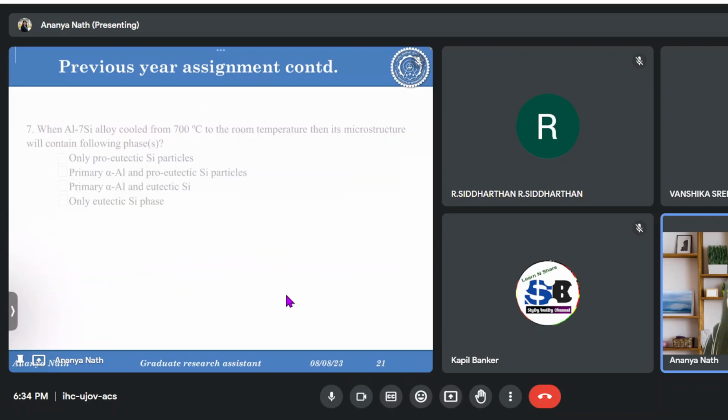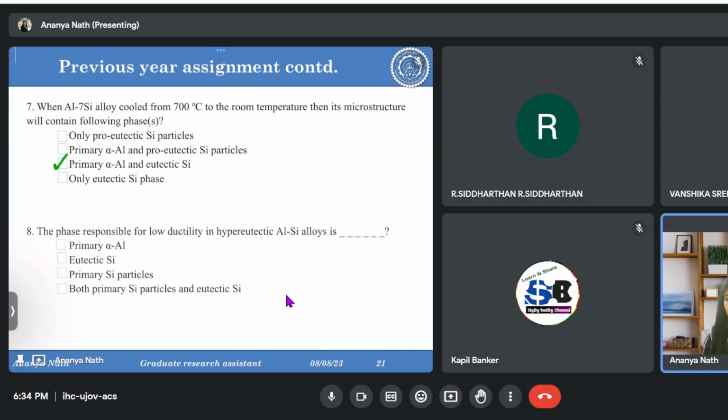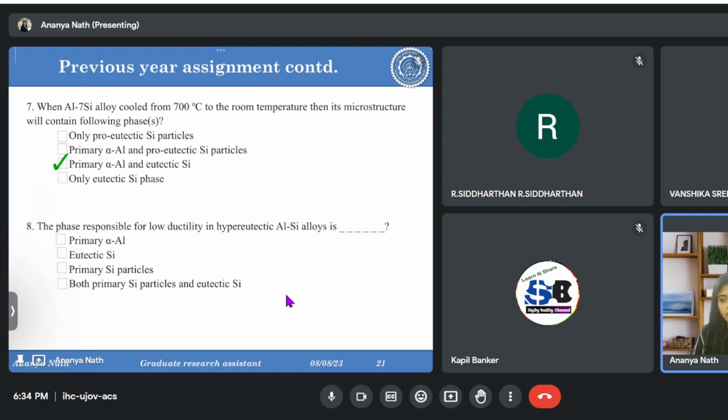Okay, next is when aluminum 7Si alloys are cooled from 700 degrees centigrade to the room temperature, then its microstructure will contain the following phases. Okay, this was not taught, so it's primary alpha aluminum and eutectic silicon.